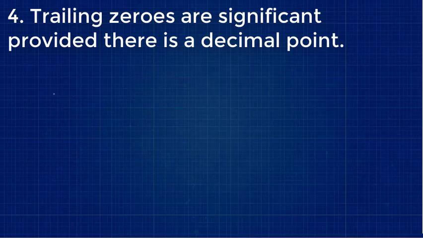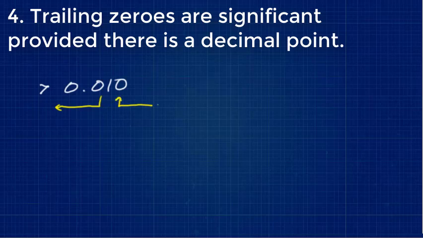The next rule, the fourth: trailing zeros are significant. An example would be using the last example, 0.010. As you can see here, let's identify that the left side is not significant. But this 0 on the right side of the non-zero digit is called the trailing 0, and this is significant. Based on that, this has two significant figures.